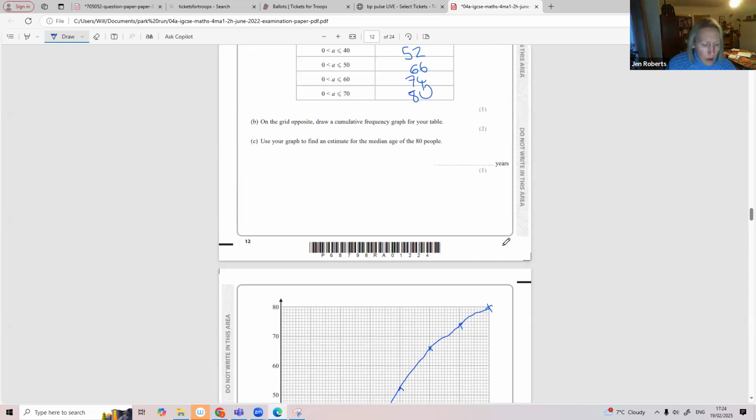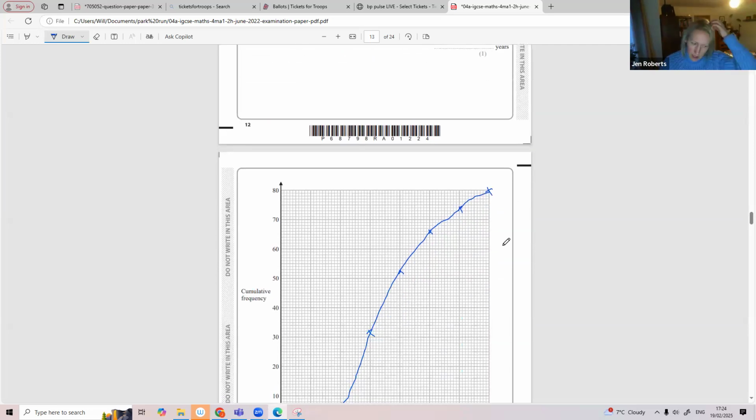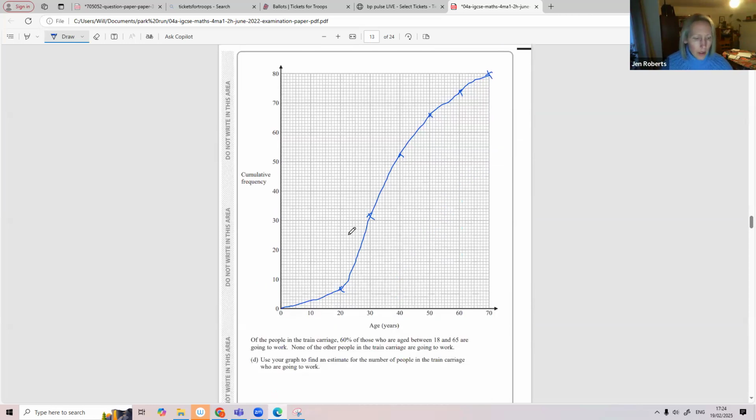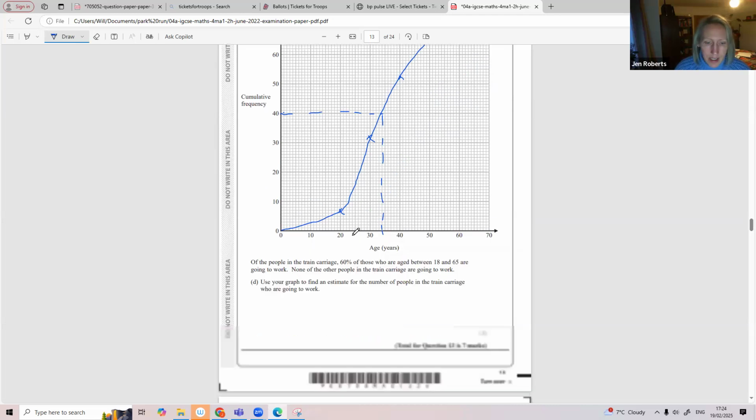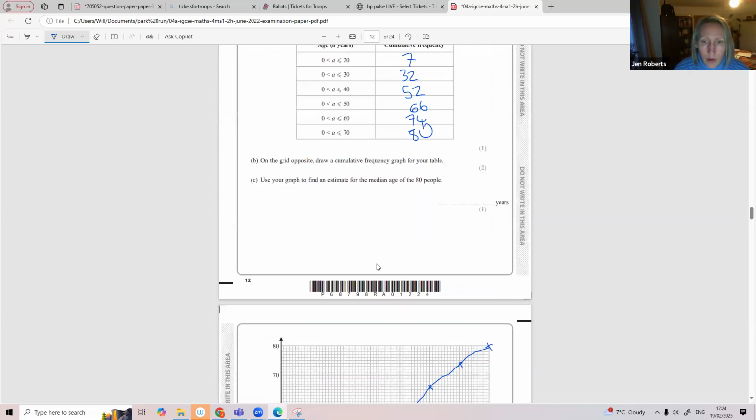Another question up here. Use your graph to get the median age for 80 people. So the median. We've got 80 people, right? So where's the middle person? 40th person. So let's just have a look. If I read across, this is the 40th person. What is their weight? What is their age? Sorry, not their weight. Their age is 34 years. So 34. So they will actually give you the mark for anything between 32 and 34 there.